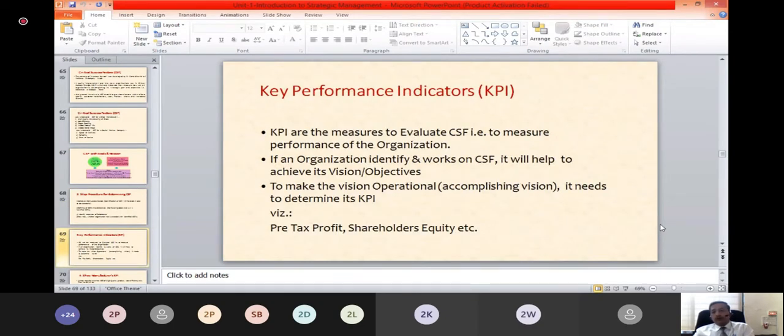Then how these KPIs are important, key performance indicators, what are these indicators and how it is important, that we saw. These key performance indicators are the measures that can evaluate CSF, that is critical success factor, to measure the performance of the organization. There may be different key performance indicators like tax, pre-tax profits or shareholders equity.